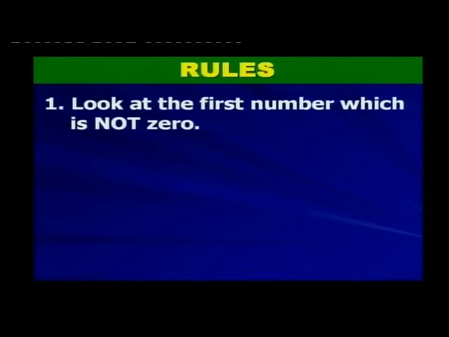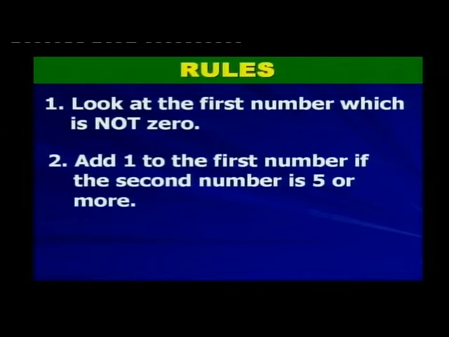We have rules that need to be applied when we are estimating. Mainly we are using our brain to figure out the closest number to the number that we are trying to estimate. The first rule is on the screen now: look at the first number which is not 0. You cannot round 0. So always look at the first number which is not 0; you don't look at 0, but at a number that is more than 0.